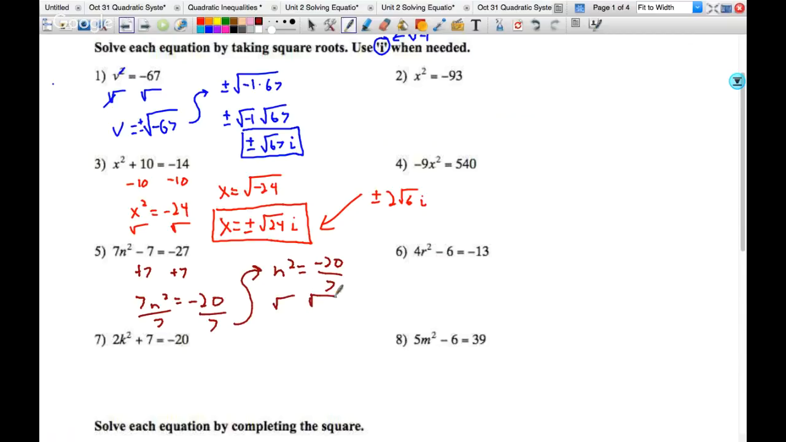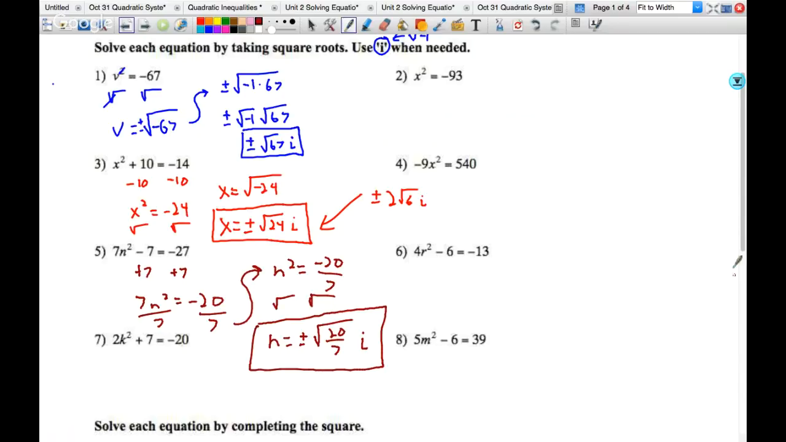And then I'm going to take the square root of both sides. n equals plus or minus root 20 over 7 i. Again, this can be simplified further, but I'm fine with you leaving it like this for right now. Unit number 5 is all about radicals, and we'll really learn how to simplify things like this. But this is fine for right now. Let's see if there's another one that would be good to do.